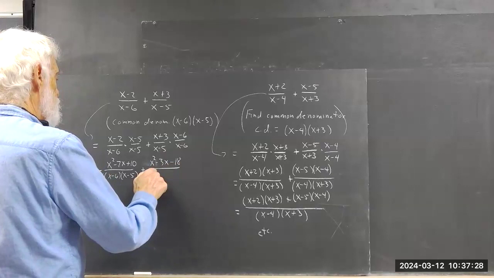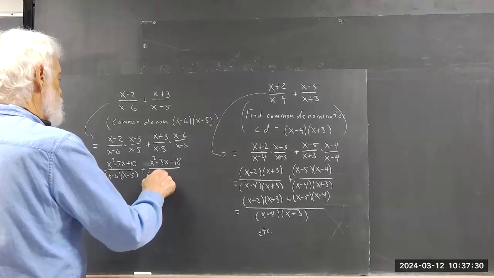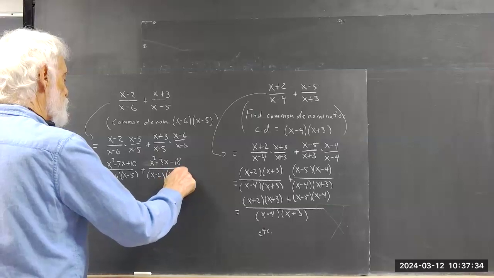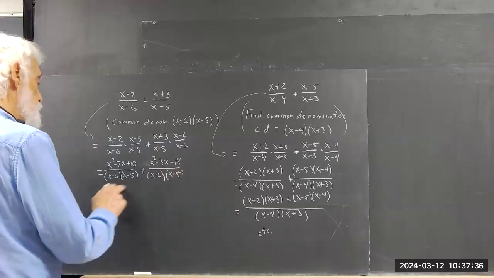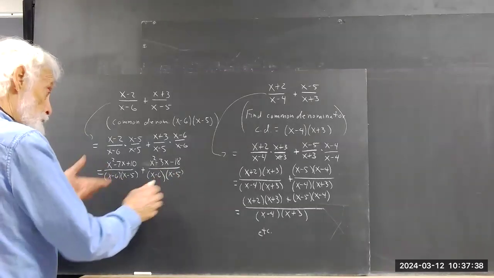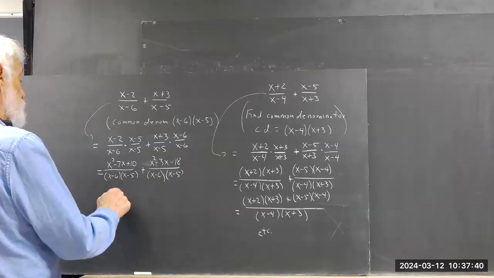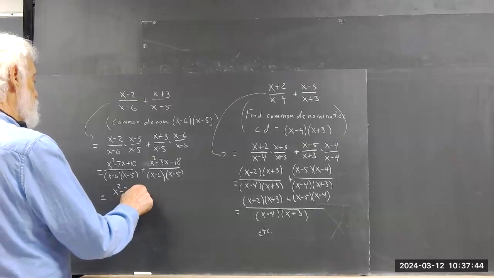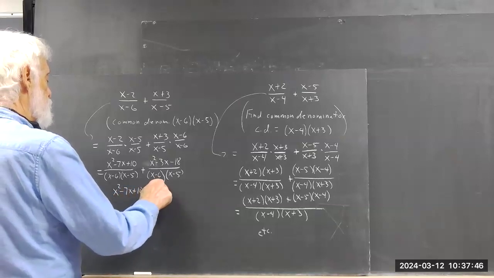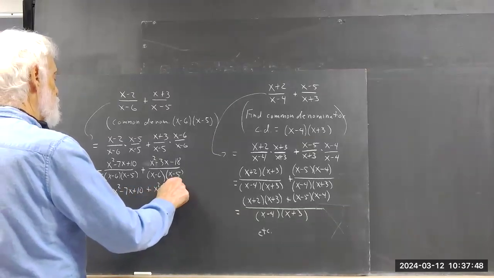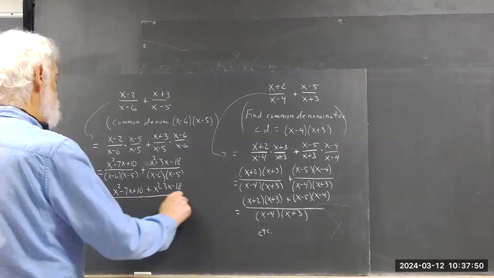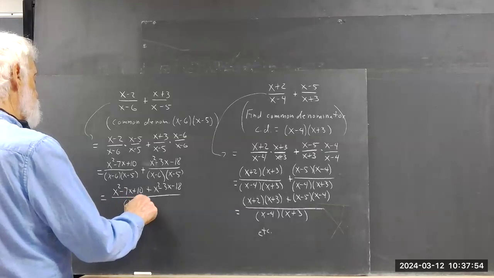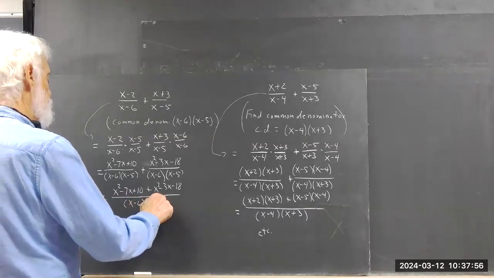And we divide that again by x minus 5 times x minus 6, but I'll write it in the reverse order, x minus 6 times x minus 5. Now we have the same denominator, so we can add numerators. x squared minus 7x plus 10 plus x squared minus 3x minus 18 divided by x minus 6 times x minus 5.